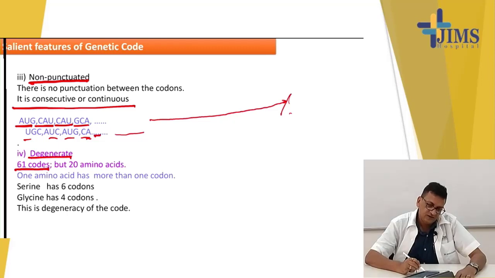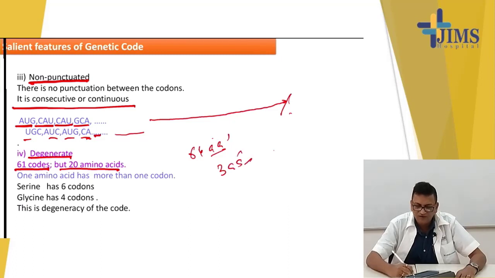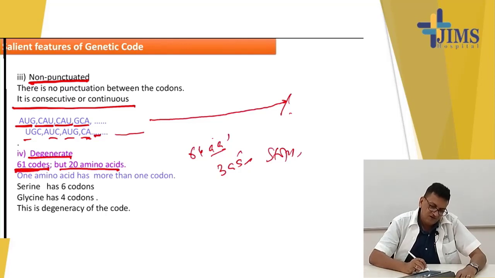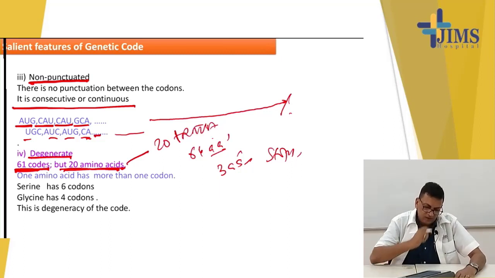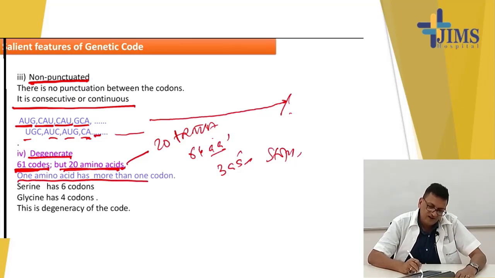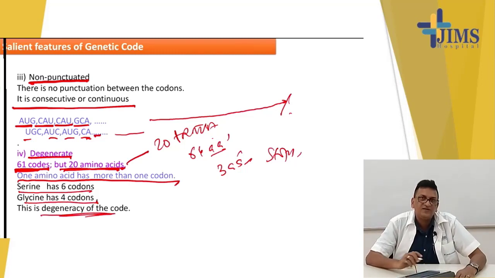When we talk about degeneracy, there are 61 codons which are coding for 20 amino acids. Why? Because the total of triplet codons is 64, isn't it? Of the 64, we have removed 3 because they are stop codons, isn't it? So you have 61 amino acid codons which are coding for 20 amino acids, because there are 20 tRNAs which will be taking up these amino acids. So one amino acid has more than one codon. This is what degeneracy means. Serine has 6 codons, glycine has 4 codons. This is what the degeneracy of codons means, the fourth property.